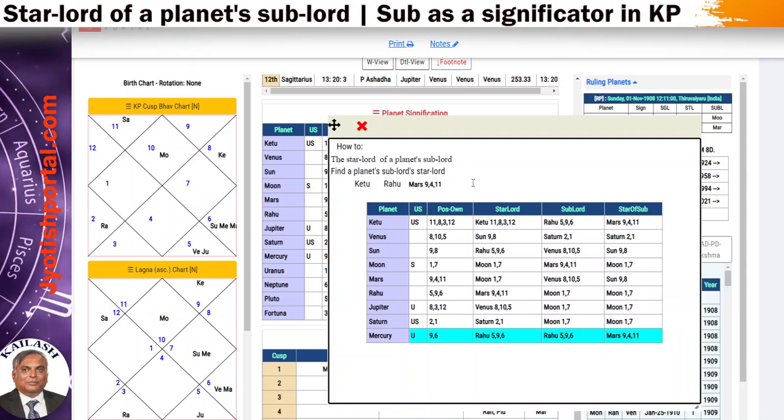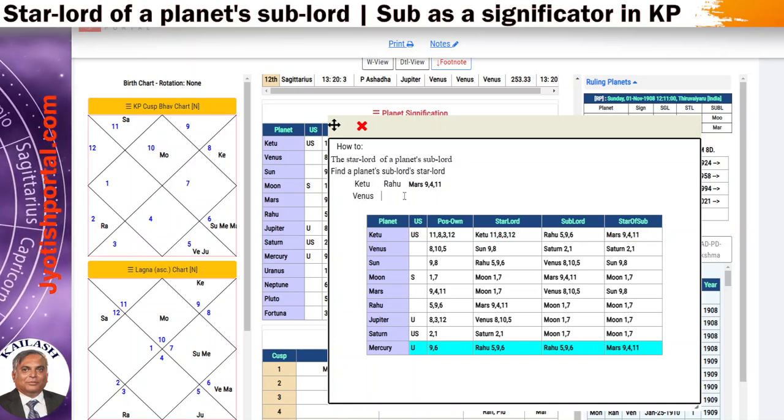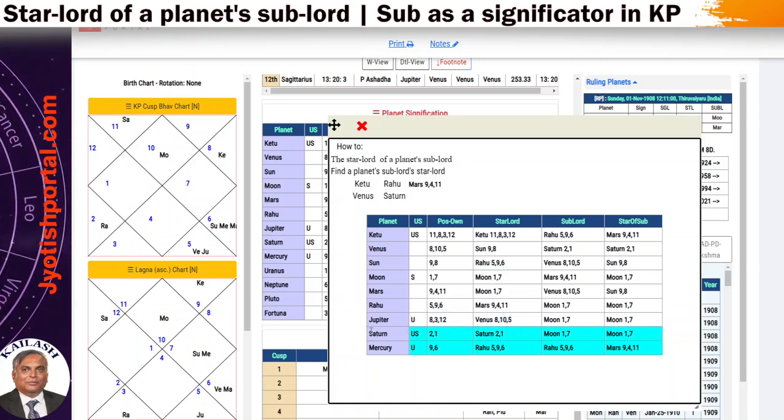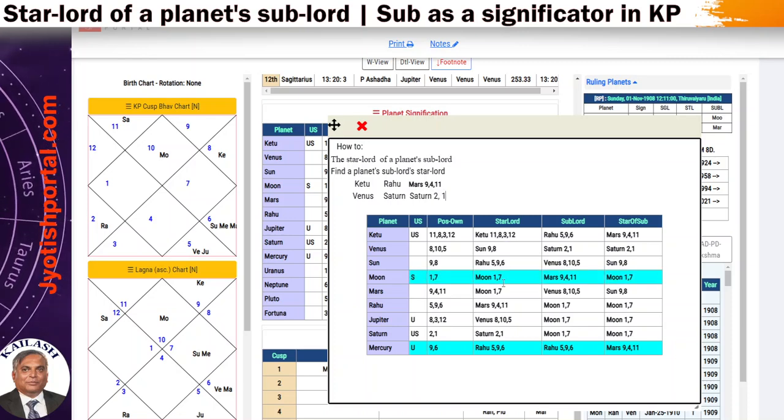Similarly, let's take another example. Let's take the planet Venus, and then the sublord. Venus sublord is Saturn. Now we have to look at Saturn's star lord. So we go to the Saturn row, look at the star lord column, and we find that it is Saturn. So we just mention Saturn and copy the Saturn value, already mentioned over here.